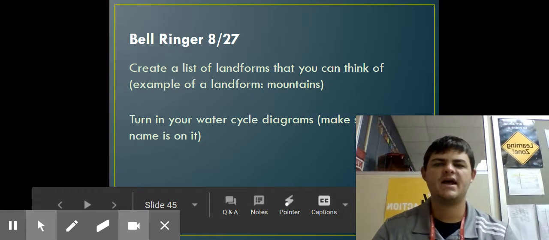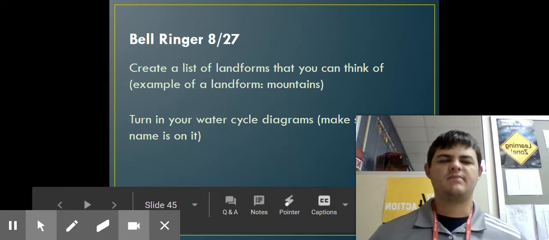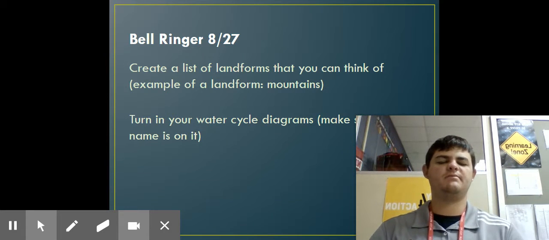All right, today, guys, this is for Thursday, August 27th. We'll be talking about landforms. So, bell ringer, just create a list of landforms that you can think of. An example of a landform would be mountains.